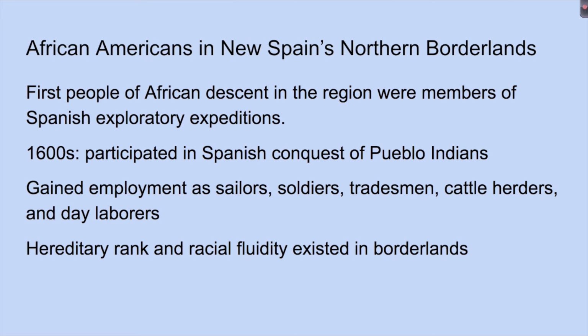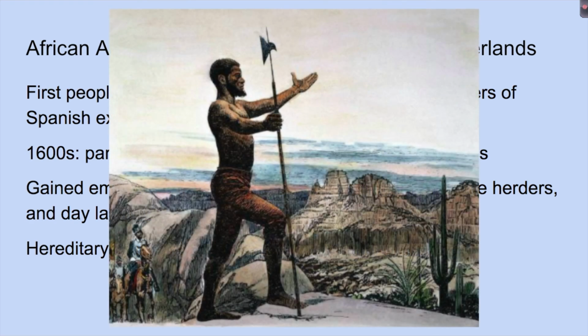Some in the 1600s will be part of the Spanish conquest of Pueblo Indians. Many will gain employment as sailors, soldiers, tradesmen, cattle herders, and day laborers. And there's more hereditary rank and racial fluidity that existed in the borderlands. One of the more famous African Americans that came through the Spanish borderlands and came through Texas is going to be Esteban. Esteban was an enslaved Moor, which would mean a Muslim of African descent.